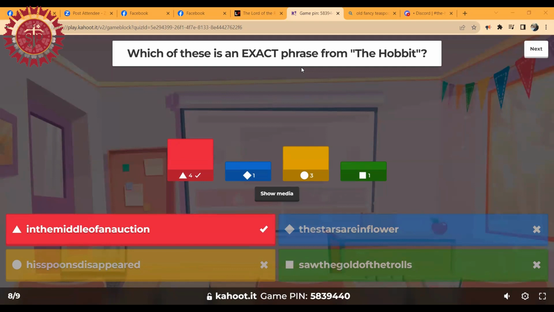They will say "in the middle of an auction," and they would say "middle" and "auction," and correct me if I'm wrong, but the "in the" is going to be reduced and connected: "in the middle of an auction." And the other one, it's not "the stars are in flower," it's the moon. But you would read "the stars are," not "the stars are in flower." No, it would be a connection. The stars are in flower. The stars are in flower.